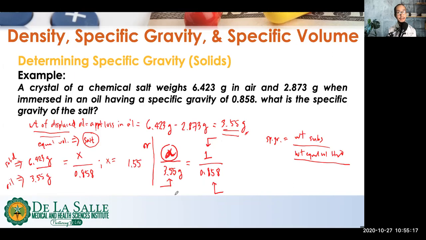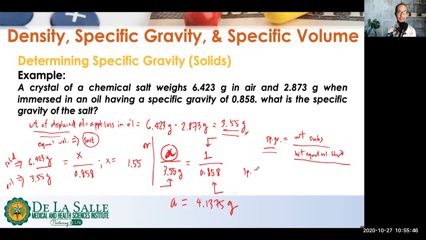A will be the weight of the displaced water if water were used as the immersing liquid. So, A will be equal to 3.55 divided by 0.858, and that is equal to 4.1375. Now, it has a unit of grams. But we are not yet done with our formula. So, we will still use this.